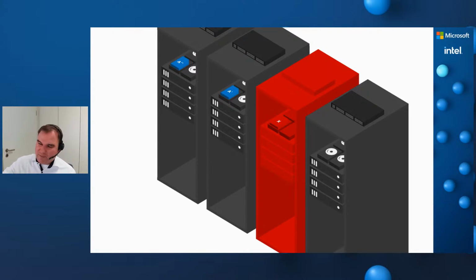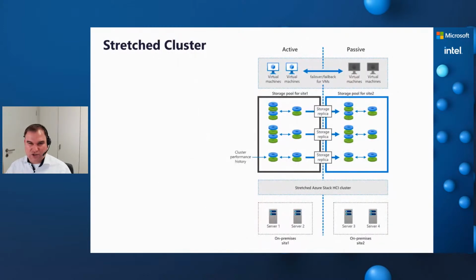When we want to build something like this for production, and if we maybe have some distance between the racks or the sites, Azure Stack HCI provides something that is called a stretched cluster. It's the next level of resiliency. A stretched cluster can be an active-passive configuration. This means you have an active site where virtual machines are running, and you have a passive site where virtual machines are offline and waiting for the failover.